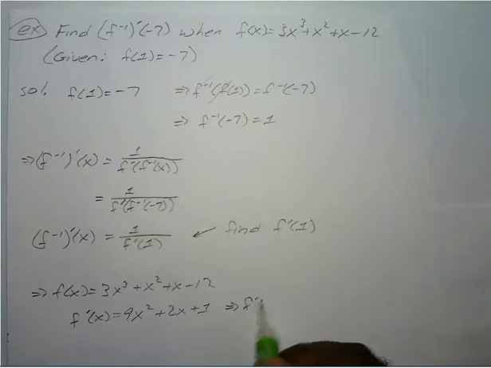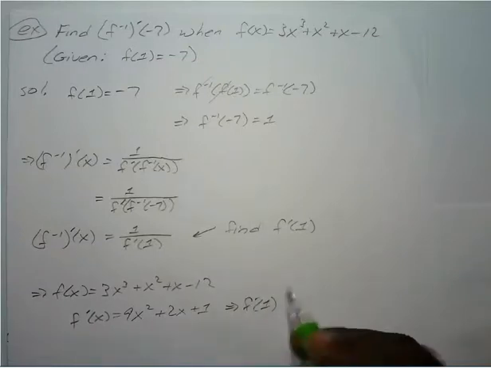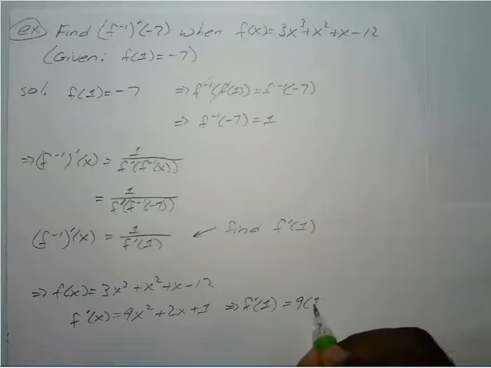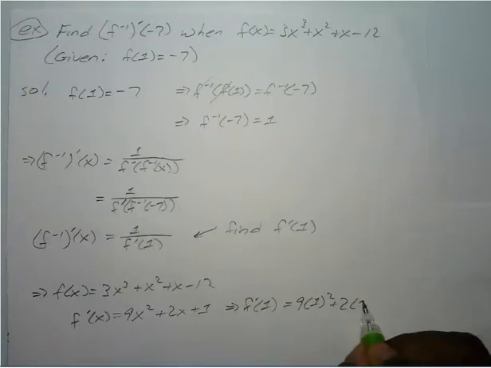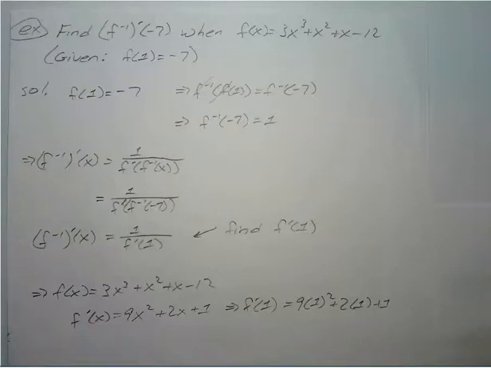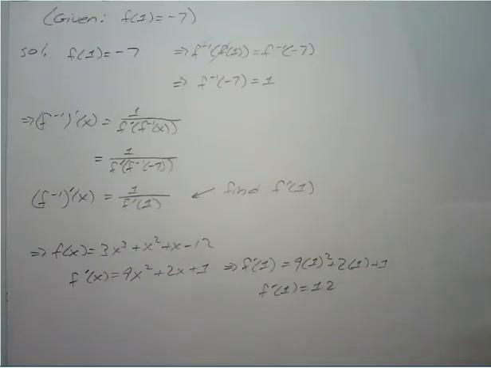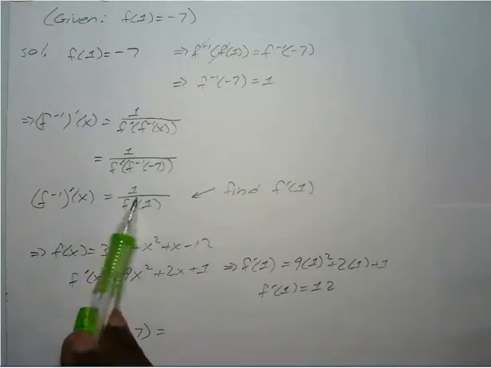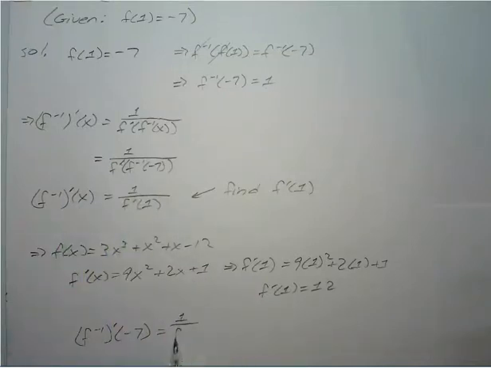Okay, so f prime of 1 is equal to 9 times 1 squared plus 2 times 1 plus 1. So f prime of 1 is equal to 12. So that means your f inverse prime at -7, which is equal to 1 over f prime of 1, is just equal to 1 over 12.